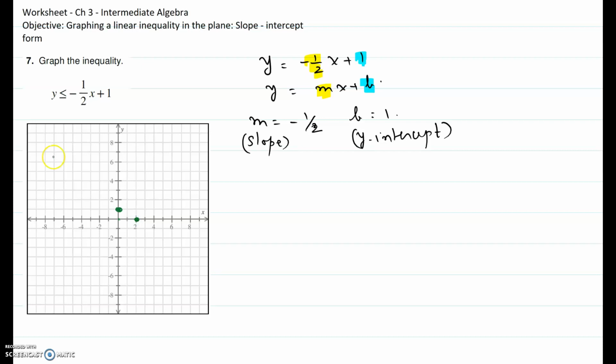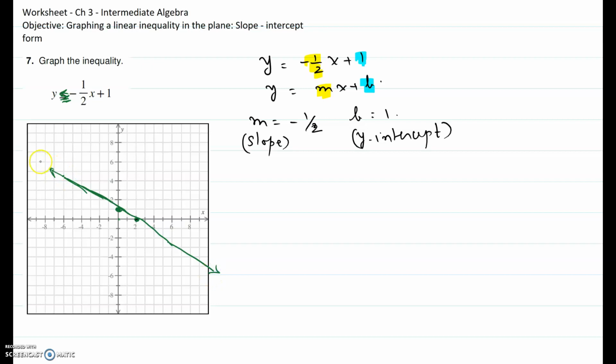Now you connect these two by means of a straight line, a solid line, because in the equation it says less than or equal to. If you see the equal to sign, they will be connected by a solid line. If you don't see that equal to sign, you have to make them a dotted line.